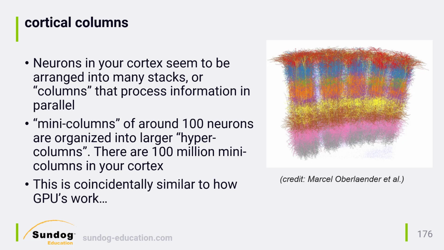Furthermore, if we look deeper into the biology of your brain, you can see that within your cortex, neurons seem to be arranged into stacks or cortical columns that process information in parallel. So for example, in your visual cortex, different areas of what you might see might be getting processed in parallel by different cortical columns of neurons. Each one of these columns is in turn made up of mini-columns of around 100 neurons per mini-column. Mini-columns are then organized into larger hypercolumns, and within your cortex there are about 100 million of these mini-columns. So again, they just add up very quickly.